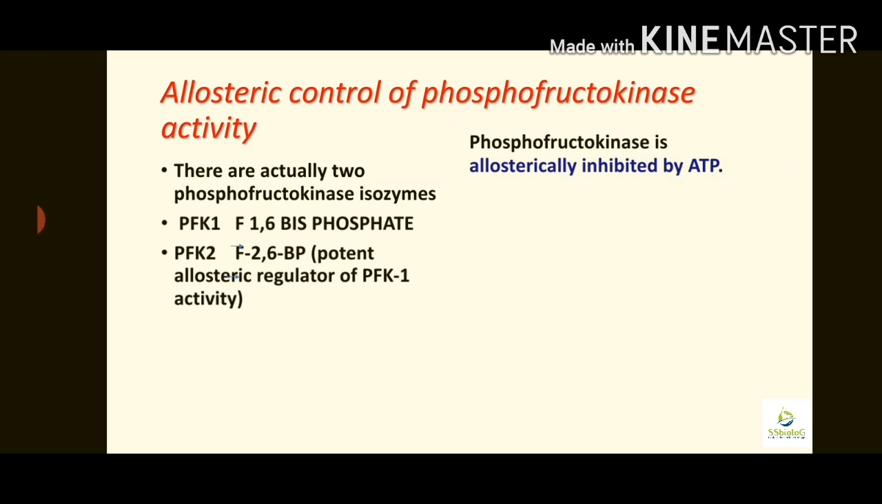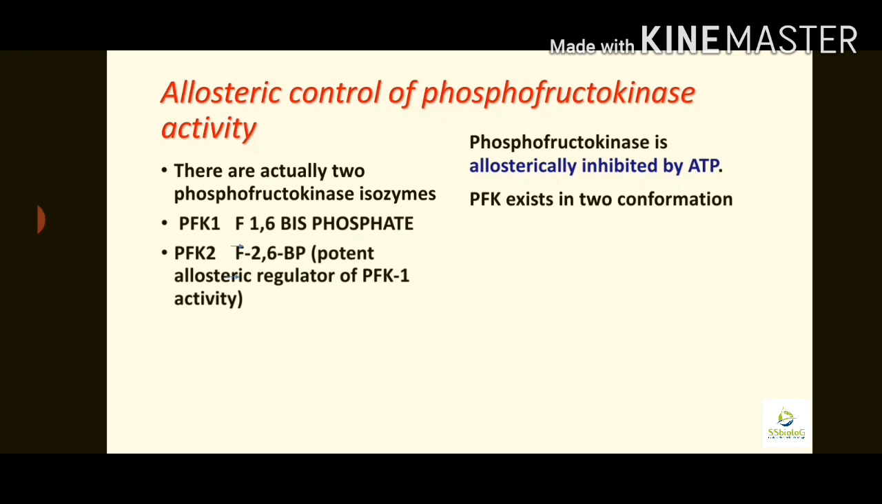Now, what is this allosteric enzyme? We all know that an enzyme has an active site in which substrate binds to it and gets converted into product. Allosteric enzymes have another site where the regulators bind to it and control the enzyme's activity. Either it can enhance the enzyme's activity or it can decrease the enzyme's activity. Those sites other than the active site are called allosteric sites, and the enzymes that possess those sites are called allosteric enzymes.